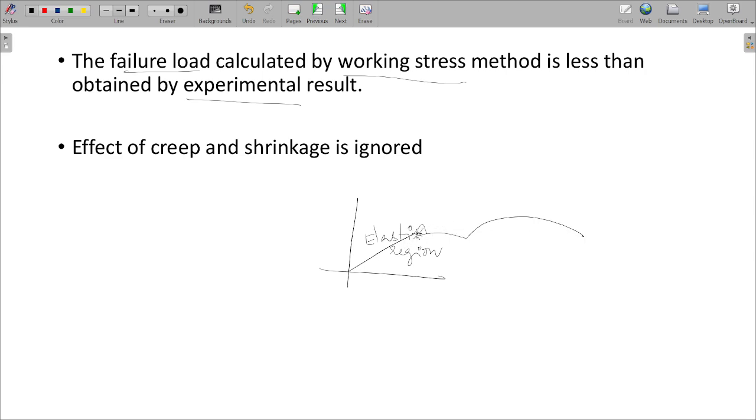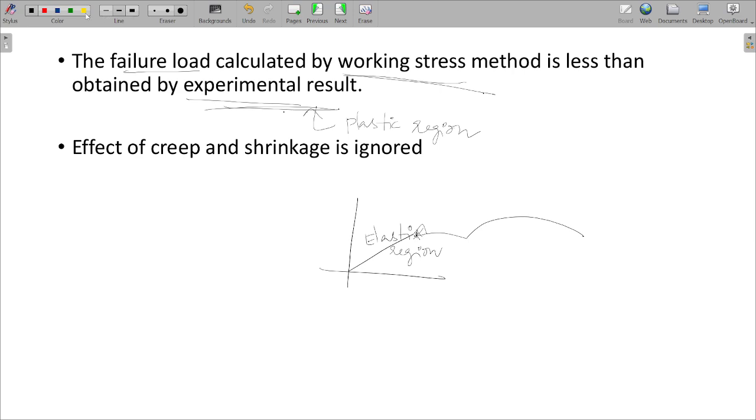So the load which we calculate by using the working stress method is lesser than the experimental result, because if we conduct any experiment, it takes into account the load carrying capacity of the plastic region also. That's why the load calculated by the working stress method is lesser than the experimental result.